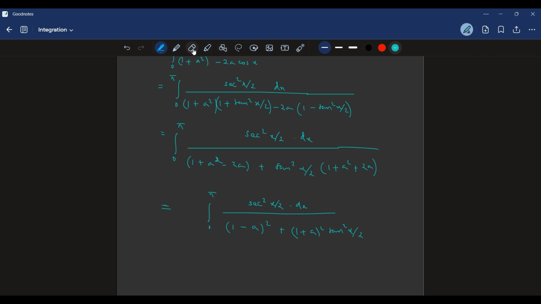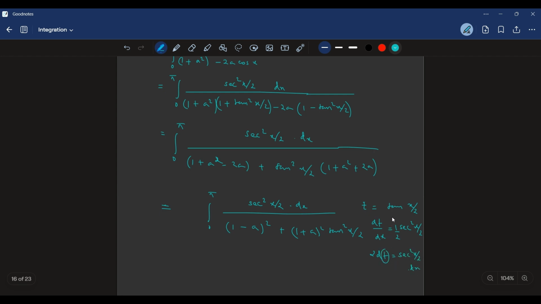Now in the same step, you know that the derivative of tan of x by 2 is basically sec square x by 2 into half. Why I'm saying into 2, let's just check it out. Let's say I'm putting t as tan of x by 2, and your dt by dx is basically sec square x by 2 into half. Now 2 times dt is basically your sec square x by 2 into dx.